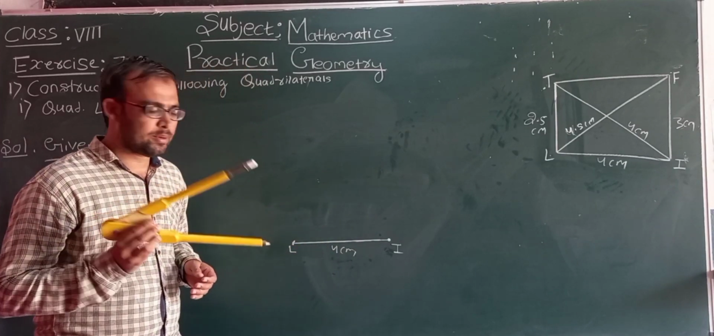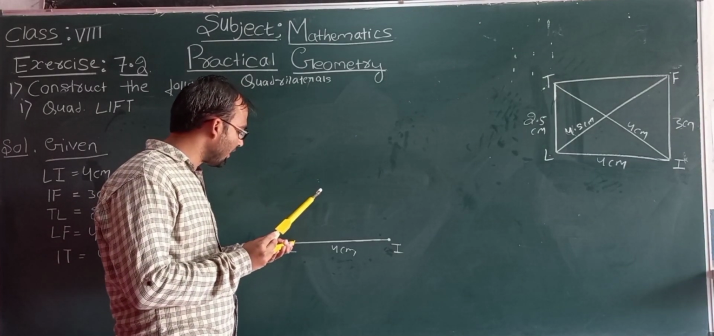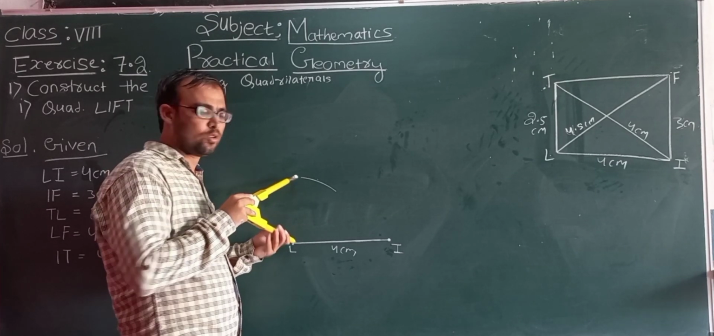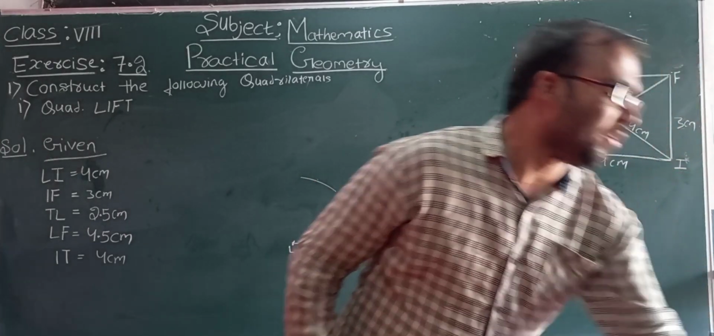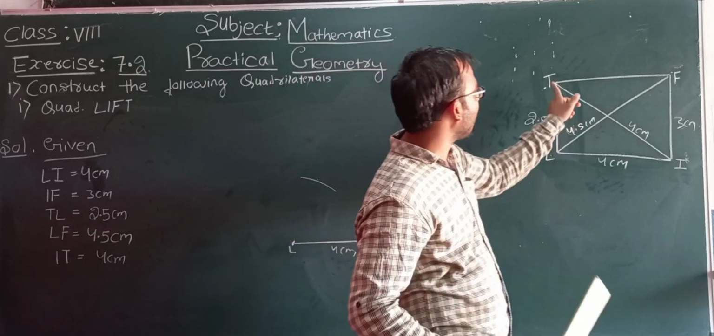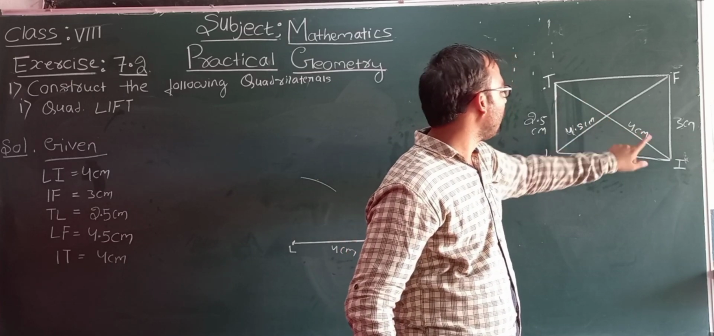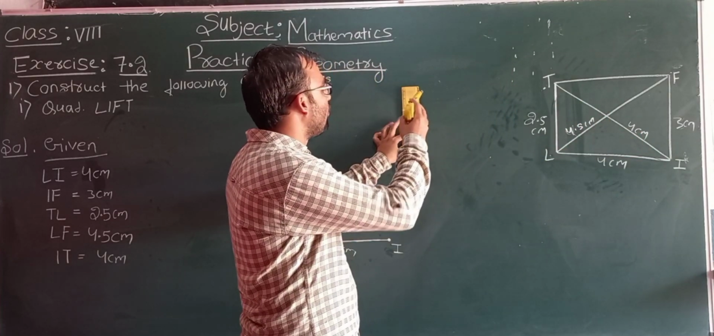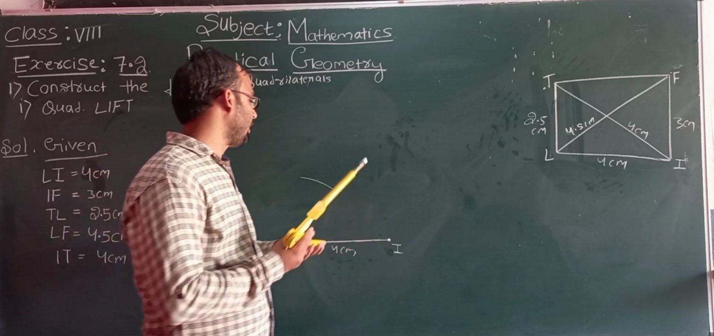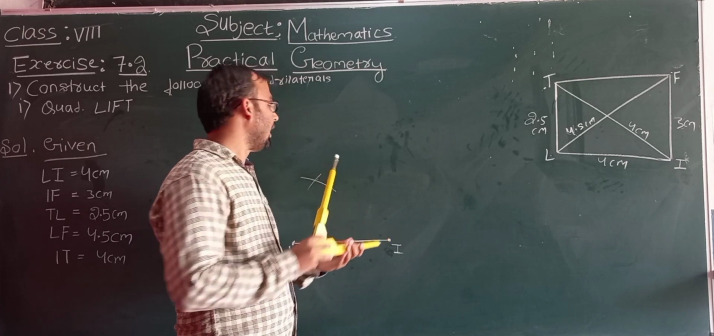Students, assume that I have set the compass to 2.5 cm with L as center, so draw the arc of 2.5 cm. Now next, take a scale and set the compass to 4 cm. Next we need to draw the diagonal, that is TI. How much is the diagonal? 4 cm. Set the compass to 4 cm and, with I as center, draw the arc.